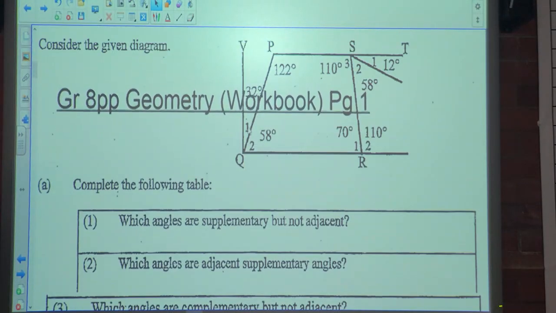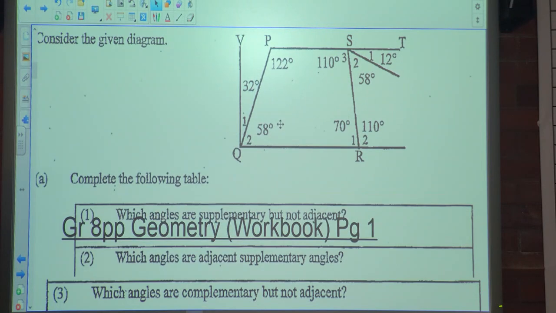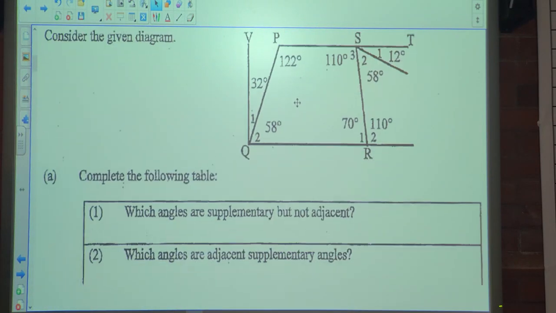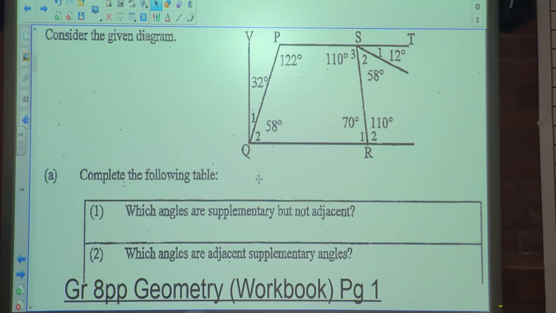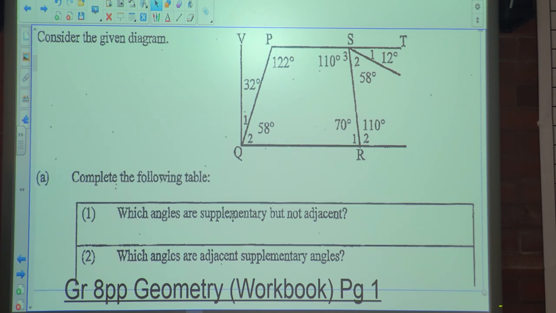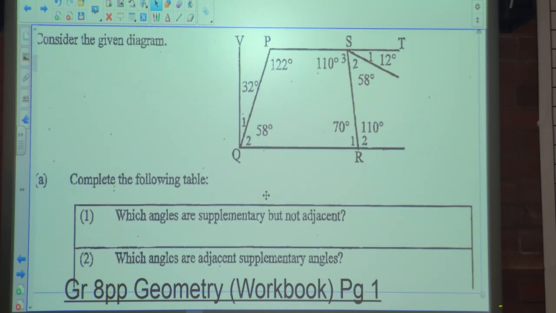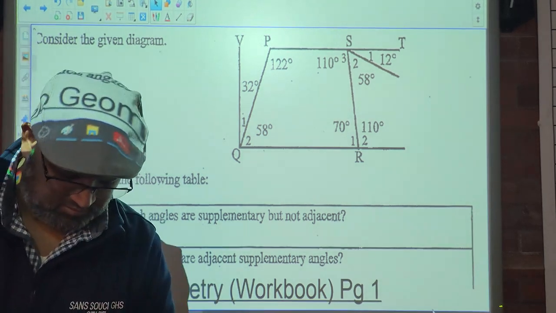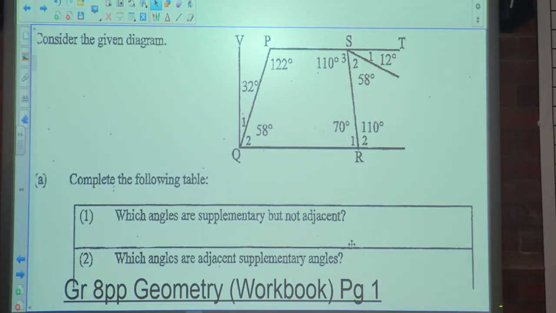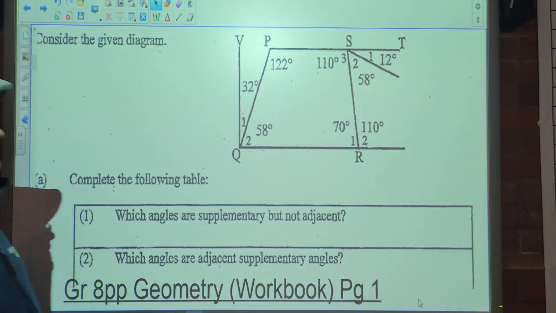We're looking at page 1. Consider the given diagram. We have the diagram here. The question says, complete the following table. Which angles are supplementary but not adjacent?